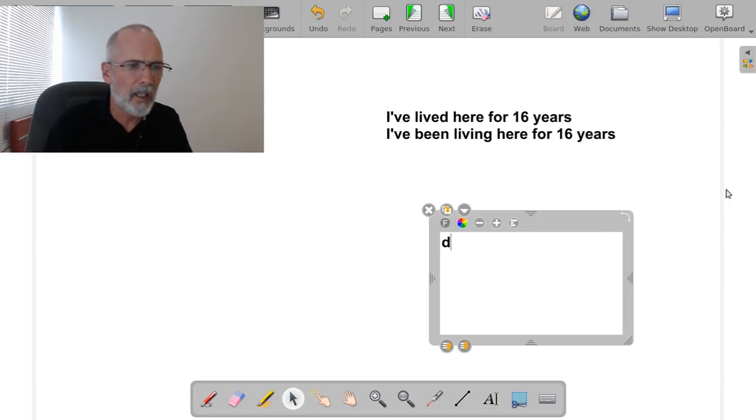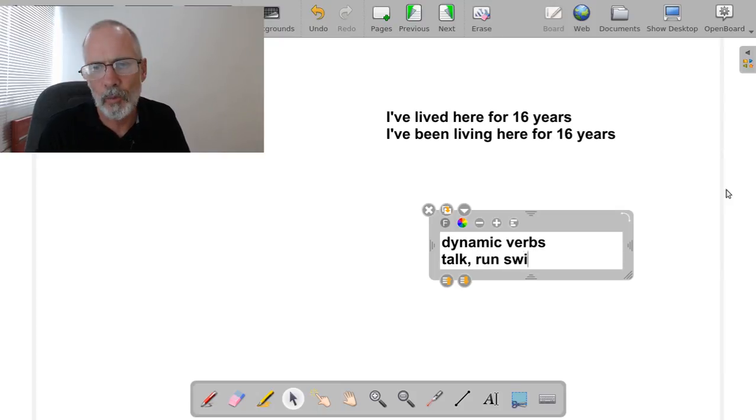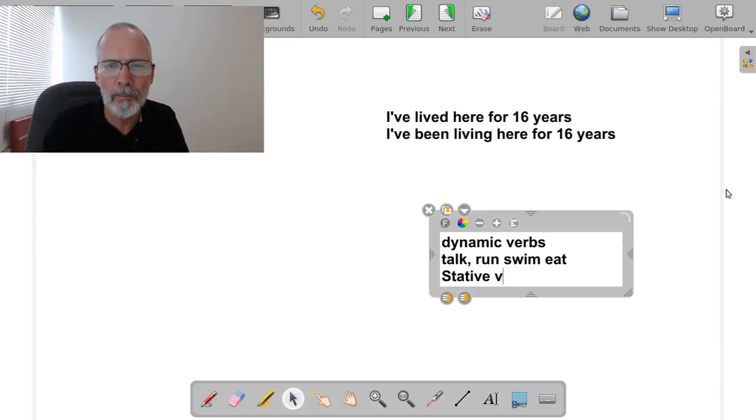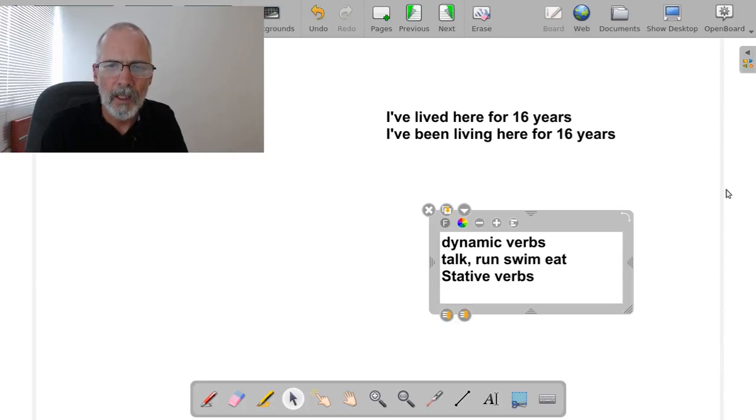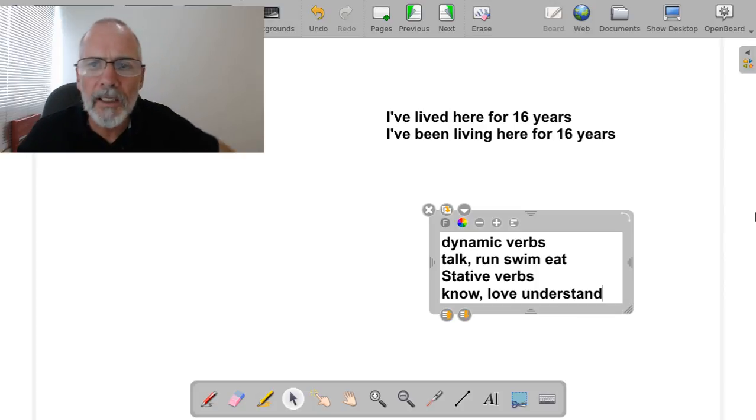But remember, we have dynamic verbs, which are things like actions, like talk, run, swim, eat. These are all actions. And also remember that we saw stative verbs. Stative verbs are things like know, love, understand. So I had a whole class dedicated to that.